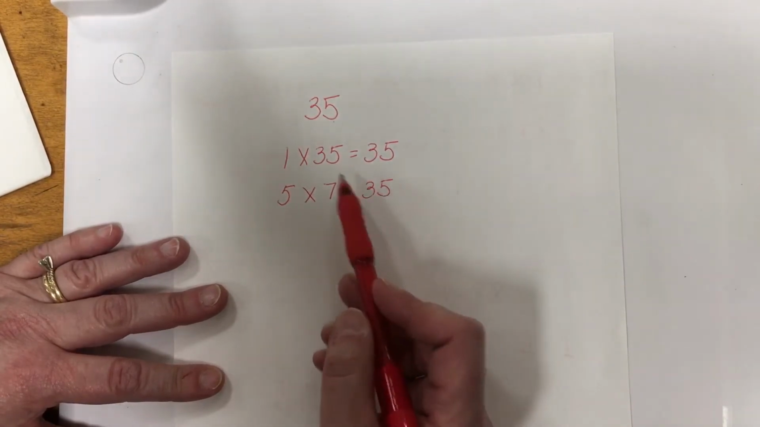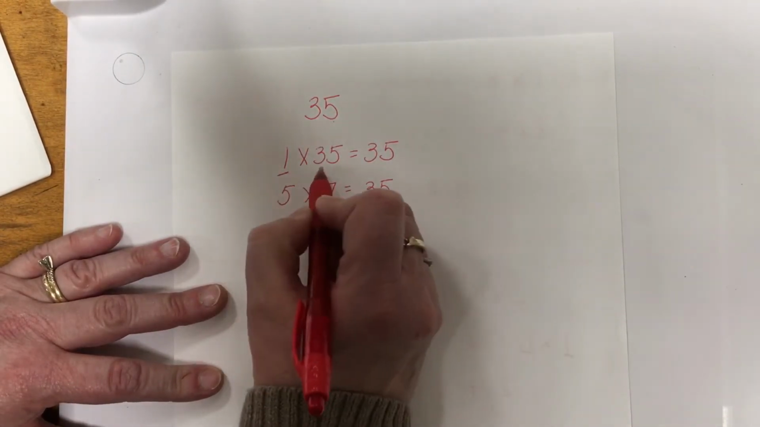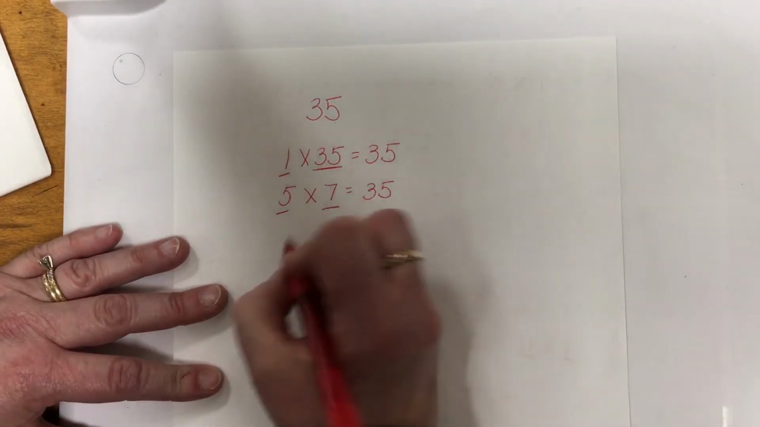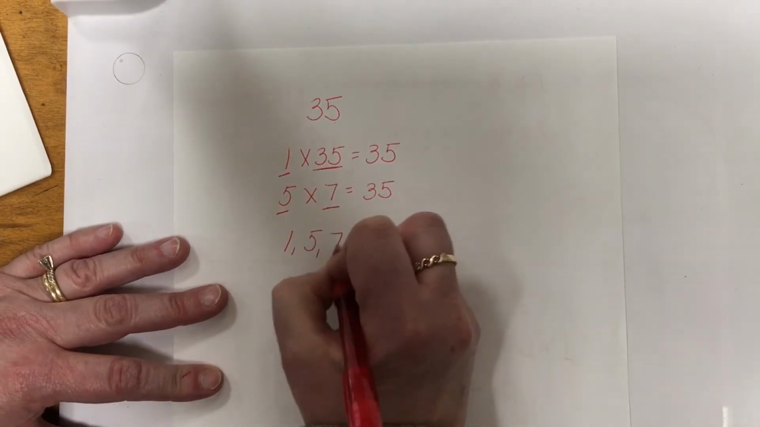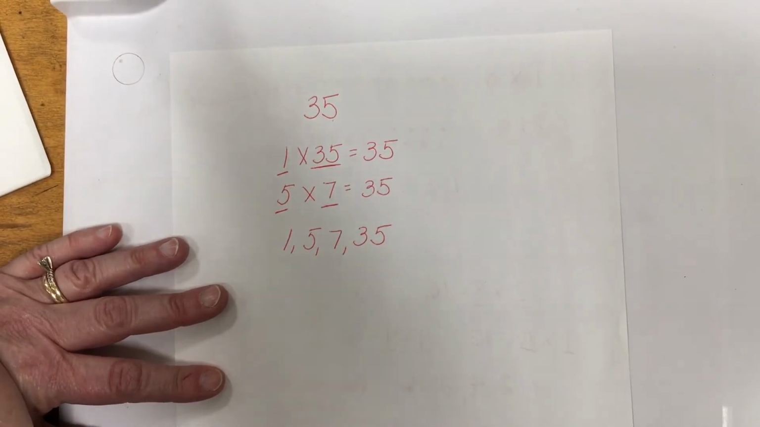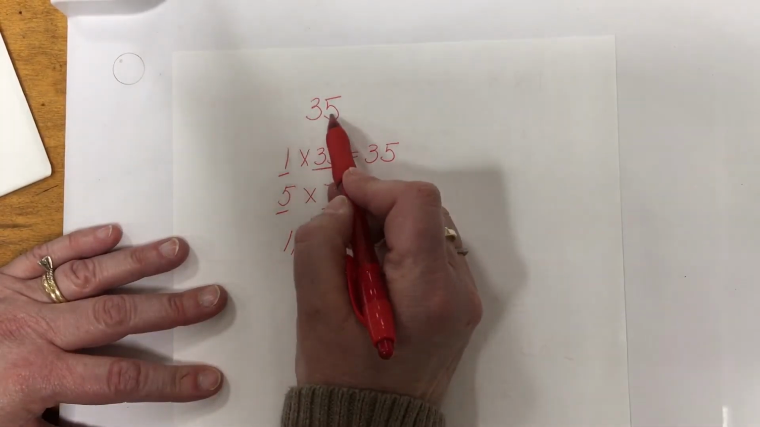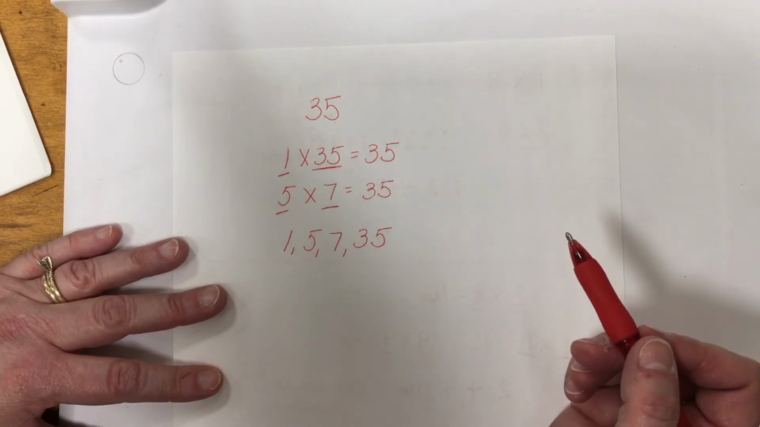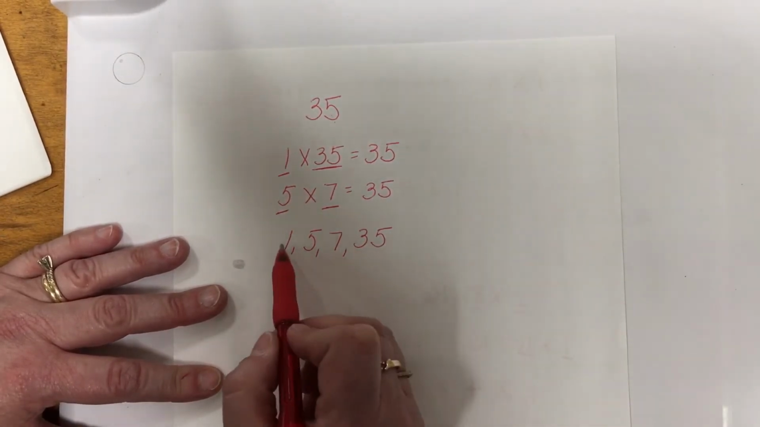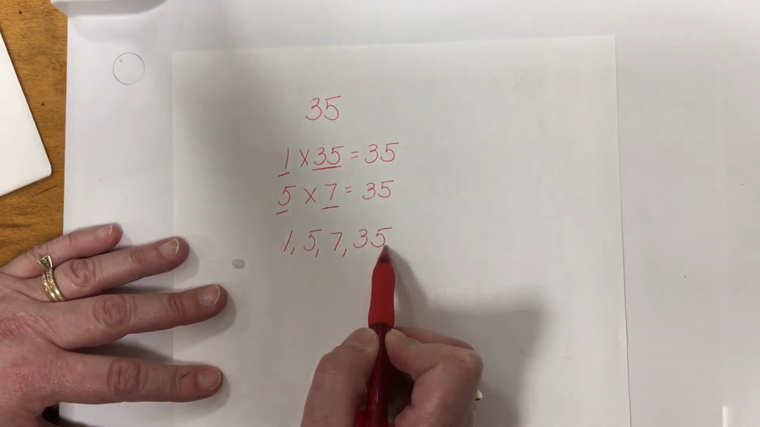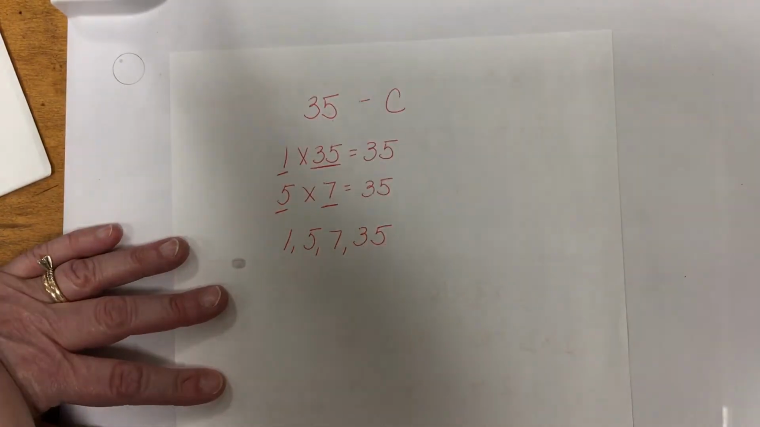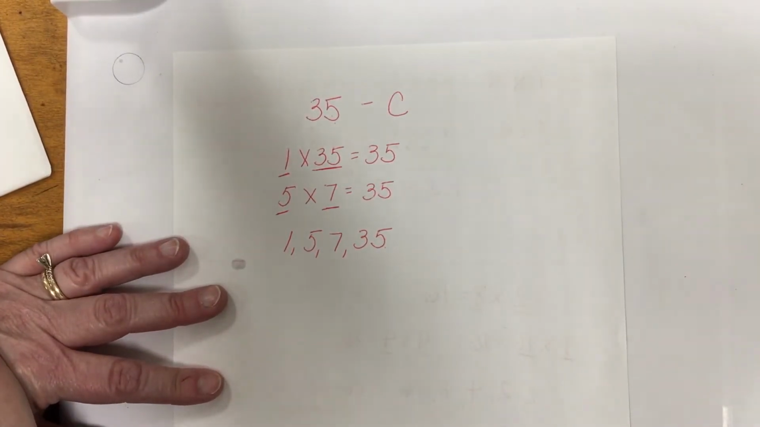So my factors are 1, 35, 5, and 7. I can write them in order from least to greatest. And now I'm going to ask you, is number 35 a prime or a composite number? Well, it's composite because it has more than one factor pair. So I'm going to write C for composite.